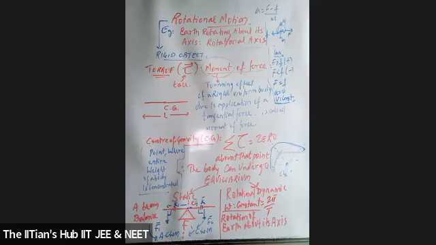2π by T कितना होगा? 6.28. What is time taken for Earth to complete one rotation? 1 day corresponds to 86,400 seconds. Students, you see constant value होगी, 7.26 × 10⁻⁵ radian per second. Around 7 × 10⁻⁵. ये ध्यान में रखना students. Omega remains constant.